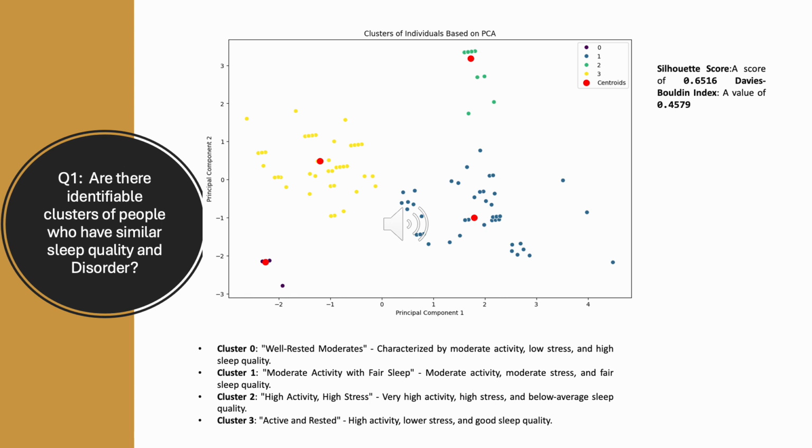activity, low stress, and high sleep quality. The second is moderate activity, moderate stress, and fair sleep quality. Cluster three gives us very high activity, high stress, and below average sleep quality. And the final cluster is high activity, lower stress, and good sleep quality. The silhouette score was 0.65 and the Davies-Bouldin index is 0.45.